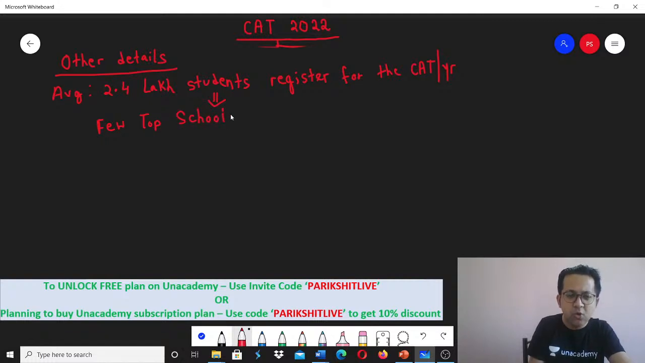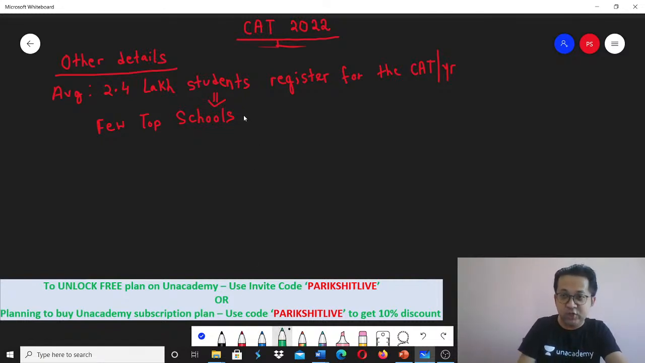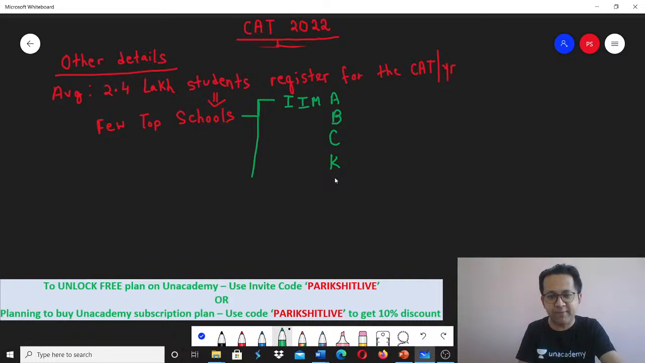Which are the topmost B schools? Probably I'll take a separate session for that. But for the moment, you must realize there are top 6 colleges which you want to target. Which colleges are these? IIM Ahmedabad, IIM Bangalore, IIM Calcutta, IIM Kozhikode. Kozhikode is in Kerala. Then IIM Lucknow and IIM Indore.